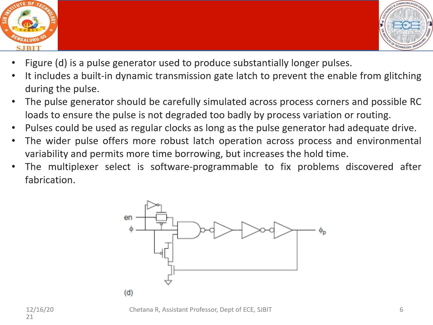So this is possible by including a built-in dynamic transmission gate latch. You have seen a built-in transmission gate latch, which is meant to prevent the enable from glitching during the pulse. If there are any problems in the form of voltage swing, that can be avoided by having the transmission gate.